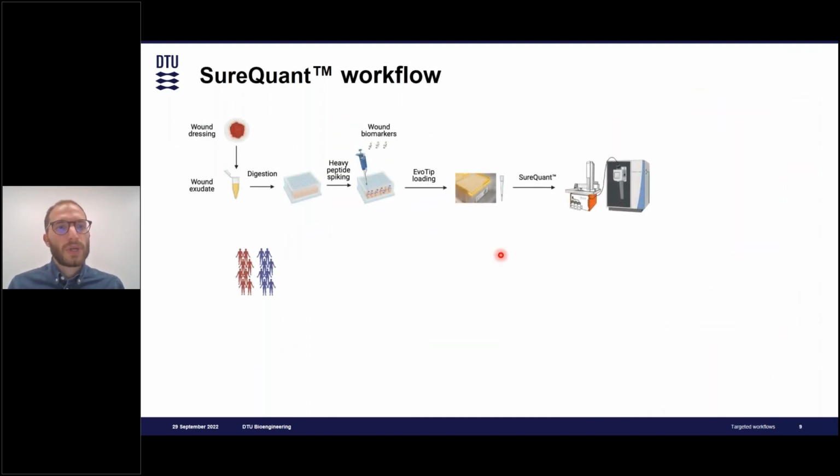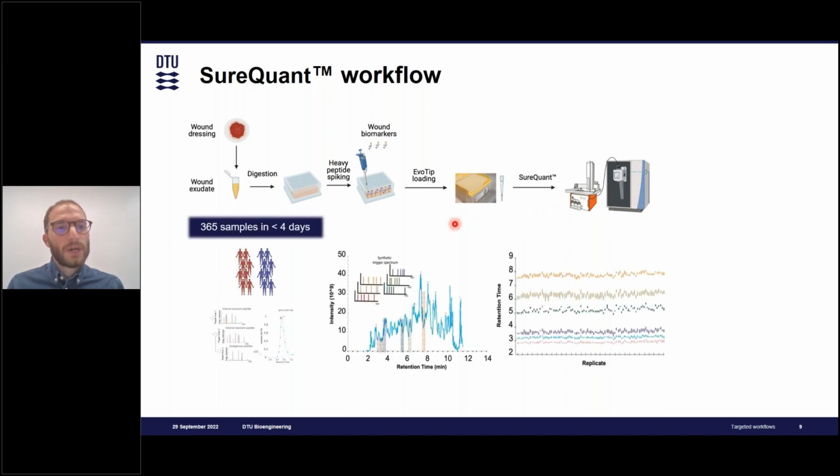So here I'm just showing the final workflow after extracting the proteome from the wound dressings. We digest the samples, we spike the heavy peptides, we load directly on Evotips without prior desalting, and then we analyze with an Evosep One and an Exploris 480 setup. And with that, we were able to analyze 365 samples, our full data set, in less than 4 days with very high reproducibility and efficiency. We were able to analyze them non-stop without any interruption.